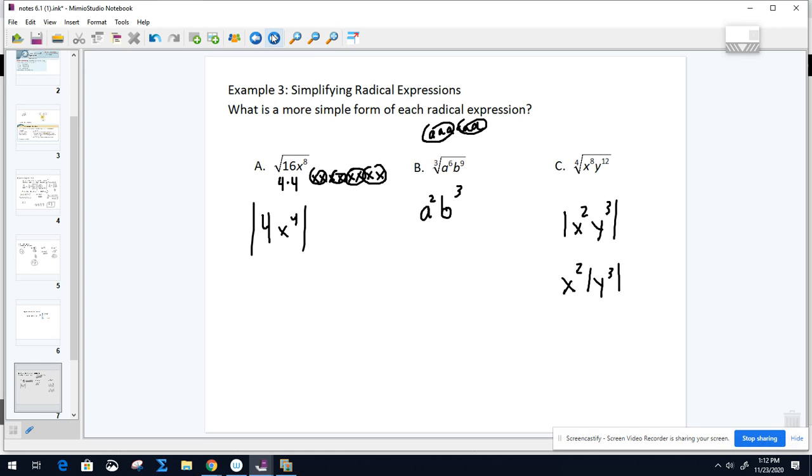Okay. So that's 6.1. You're going to have some problems to deal with this. Again, it's just dealing with the roots and radicals. And then we're going to get into 6.2 the next day, which is going to be a little bit more of simplifying, a little bit more things that we can do mathematically related.